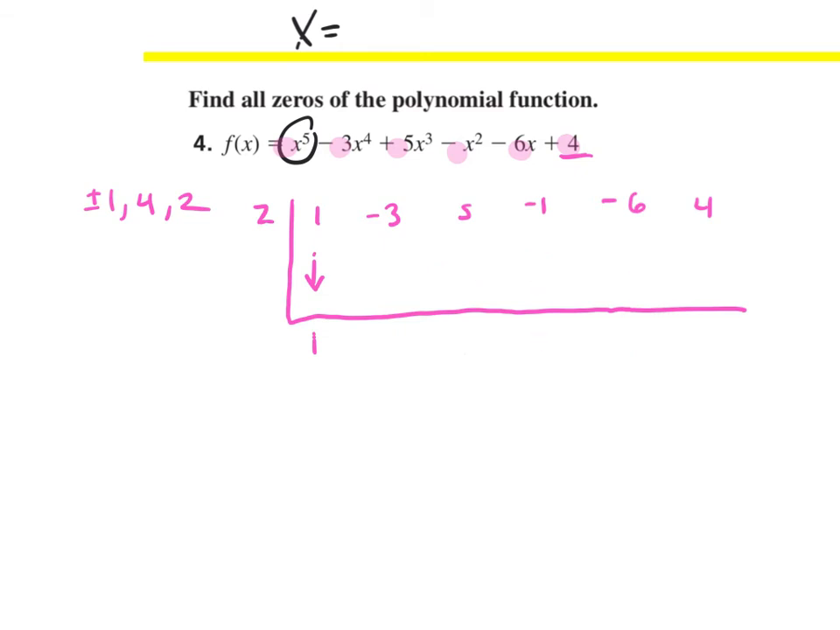Let's try 1. Multiply, add, multiply, add, multiply, add, multiply, add, negative 4, multiply. Yay, 1 works. So add that to our list. So that's our first one. 1 down, 4 more to go. What do we do next?